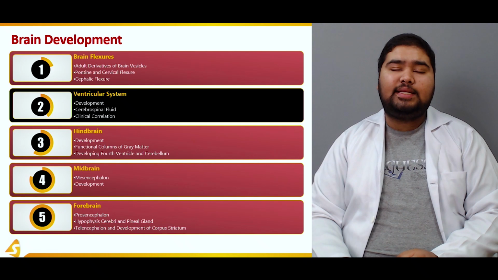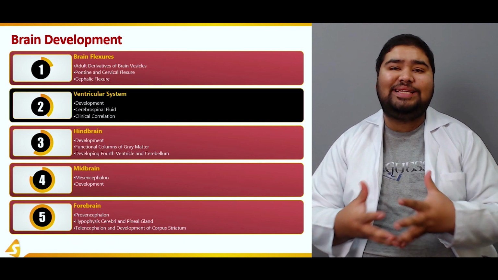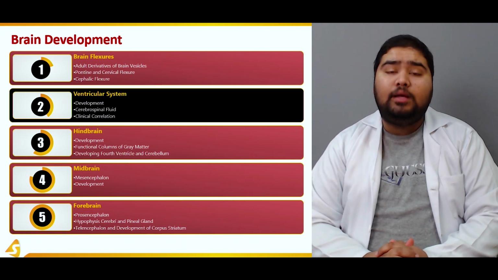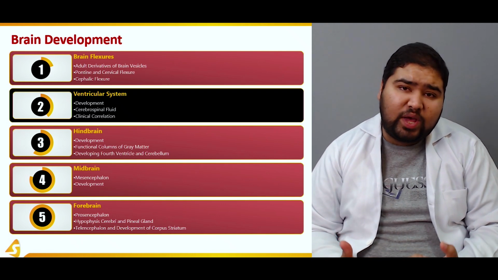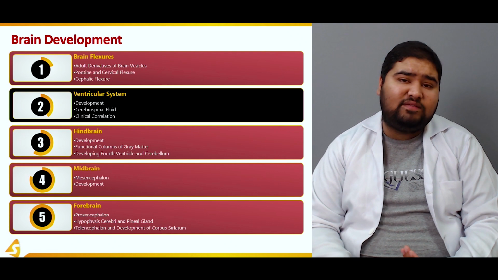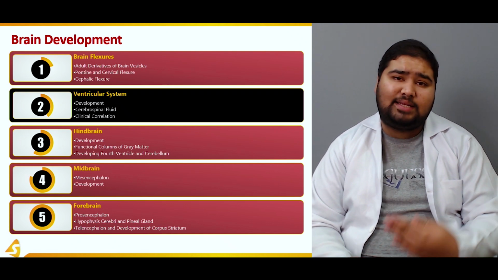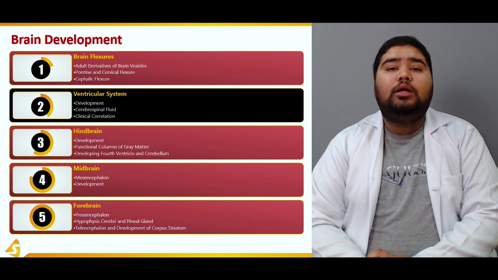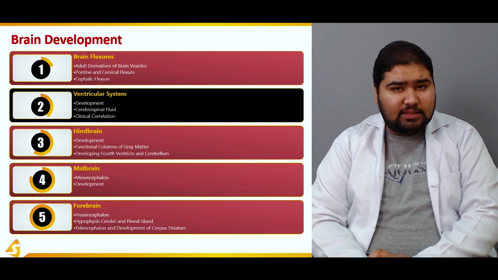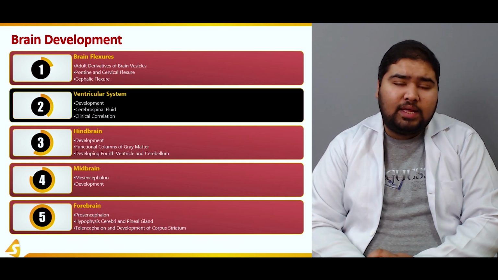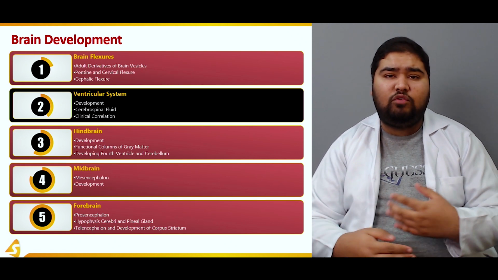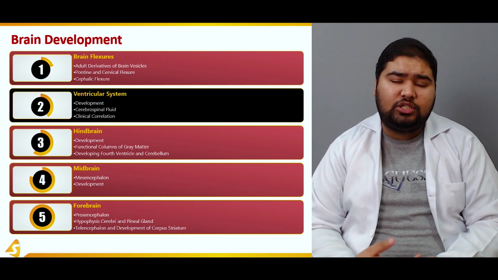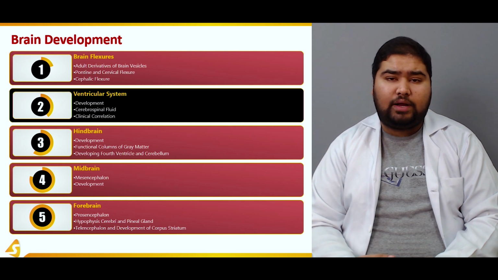The ventricular system is present through the entirety of the brain. The various parts of the ventricular system are formed by the various brain vesicles, the 5 secondary brain vesicles that we discussed in the previous section. Through this ventricular system, the cerebrospinal fluid flows and finally goes to the subarachnoid space, and it keeps on flowing through it, providing nutrition to the surrounding area.